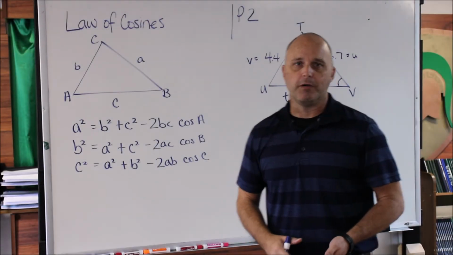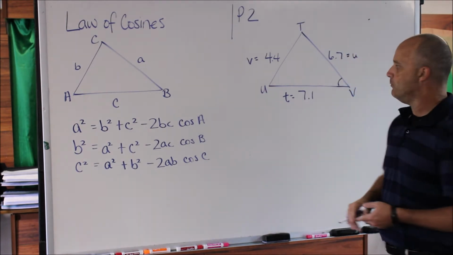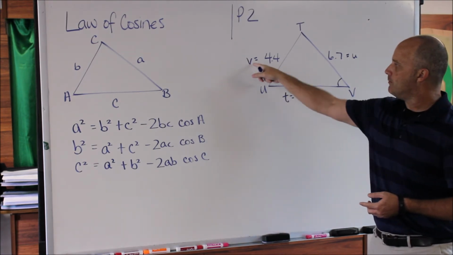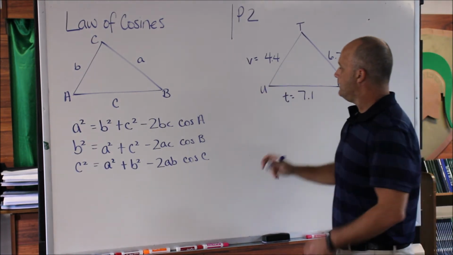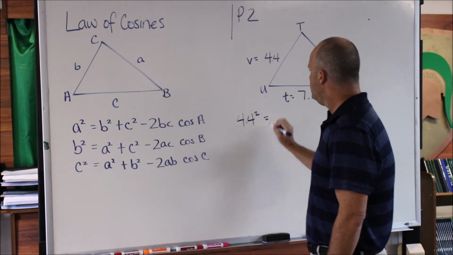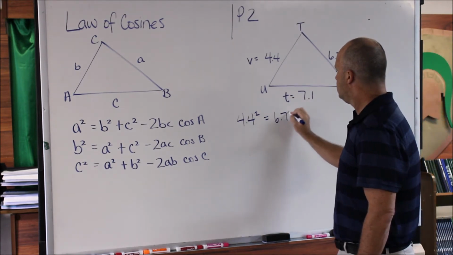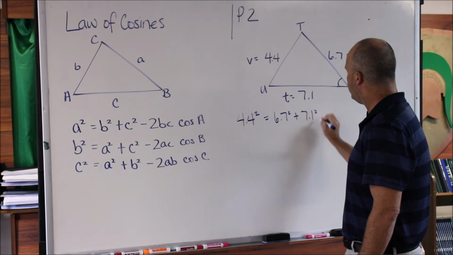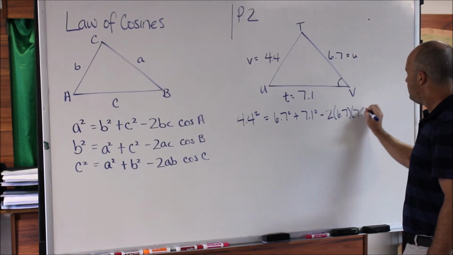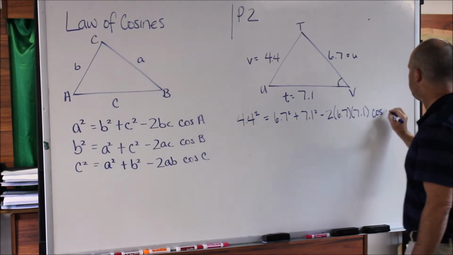In problem number 2, we're going to be looking for an angle measure this time, and we're going to use the law of cosines to find that angle measure. We're looking for angle V, which means it's across from side V. So side V is going to be 4.4 squared equals 6.7 squared plus 7.1 squared minus 2 times 6.7 times 7.1 cosine of V.